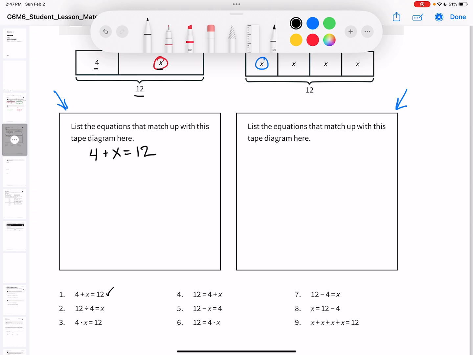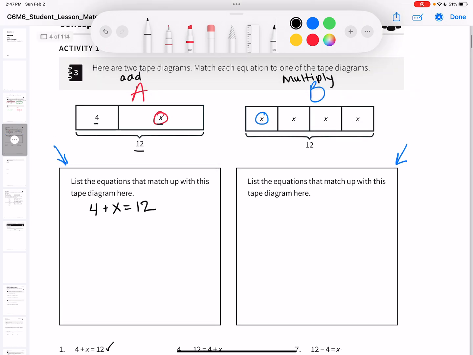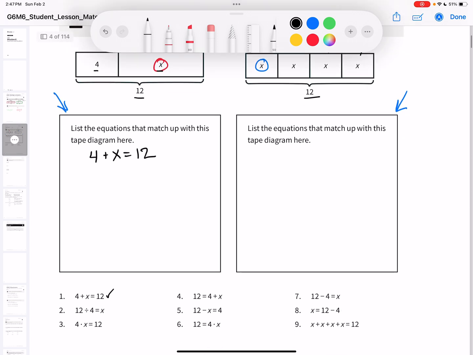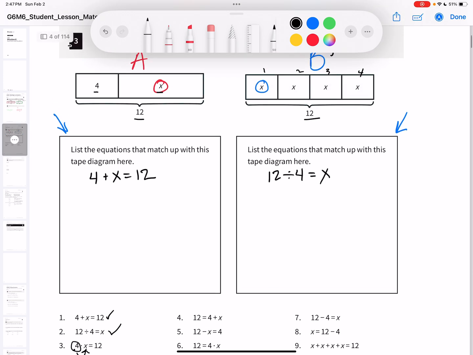Let's look at this. 2. 12 divided by 4. 12 broken into 4 groups equals x. 12 broken into 1, 2, 3, 4 groups equals x. So that one goes over here. 12 divided by 4 equals x. Now we have 4 times x equals 12. 4 groups of x equals 12. Again, that looks like diagram B. So we're going to do 4 times x equals 12.